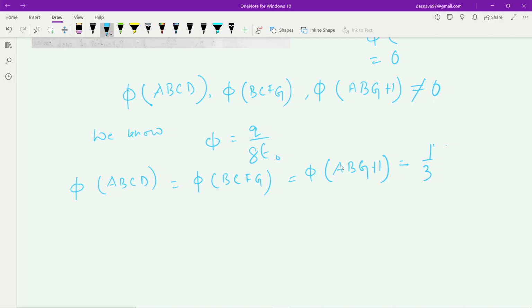1 by 3 of Q by 8 epsilon naught. 1 by 3 because the whole flux is Q by 8 epsilon naught, and each of these surfaces' flux will be 1 by 3 of Q by 8 epsilon naught. Then flux through each surface equals Q by 24 epsilon naught, right?